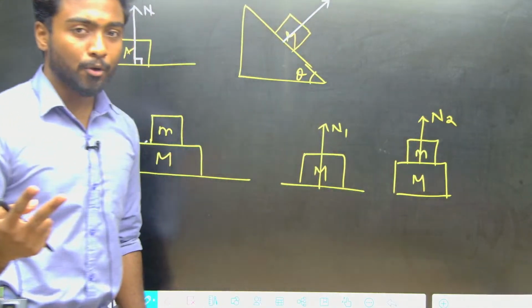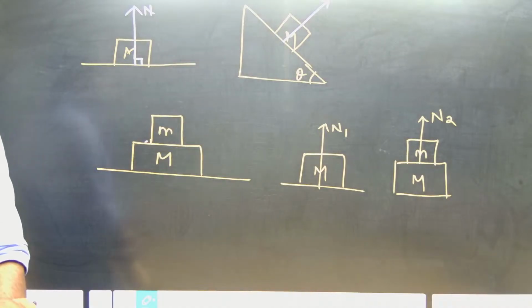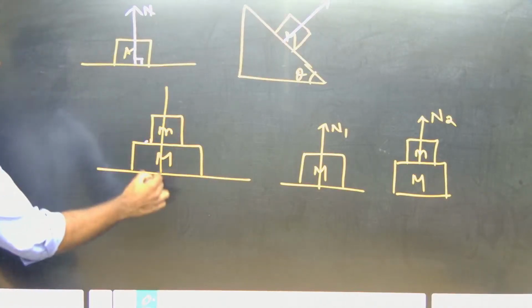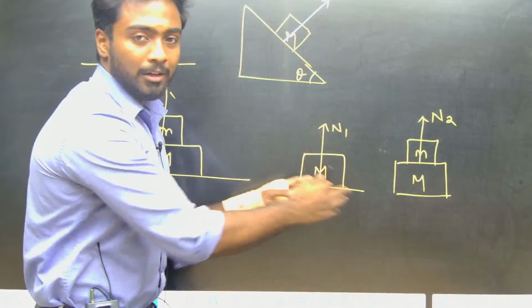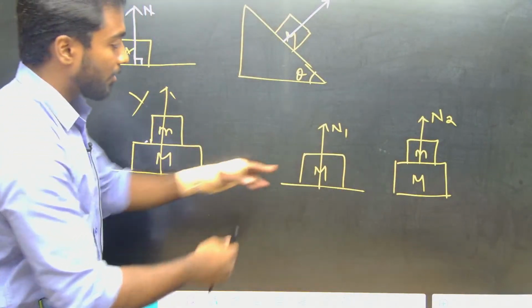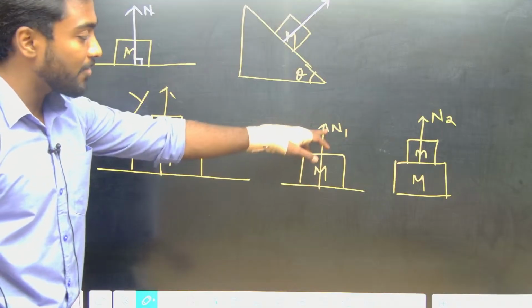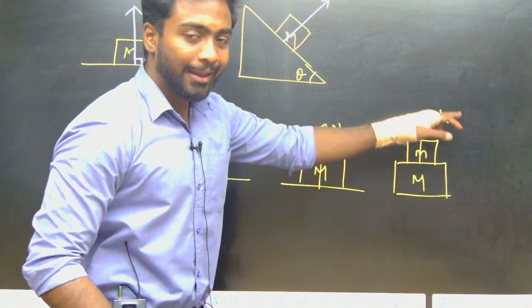So, how many normal forces? Two normal forces. I should not say this is my normal, that is totally wrong. This is how we will draw the normals. Capital M will have N1, small m will have N2.